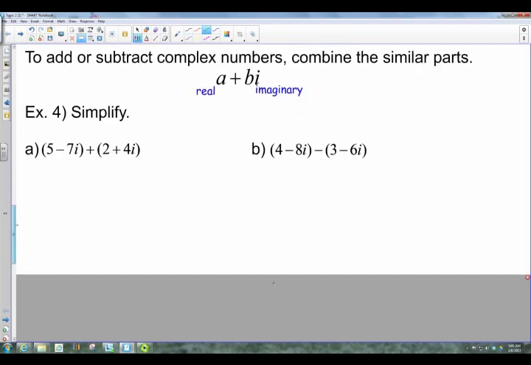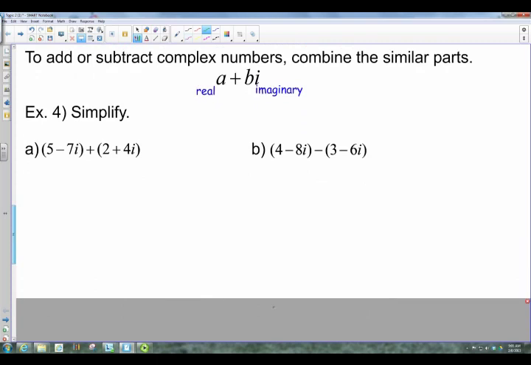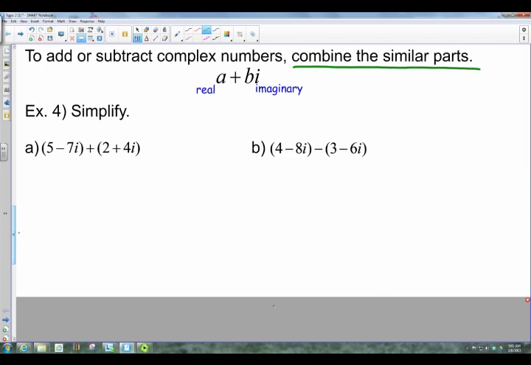Now, addition and subtraction. Addition and subtraction gets to be very simple if you pay attention and are careful. Now, with these complex numbers, you have two parts. You have the real part, which is the a, and the imaginary part, which is the bi. And for addition and subtraction, you can only combine similar parts. So we look at our first example here. You got 5 minus 7i plus 2 plus 4i.